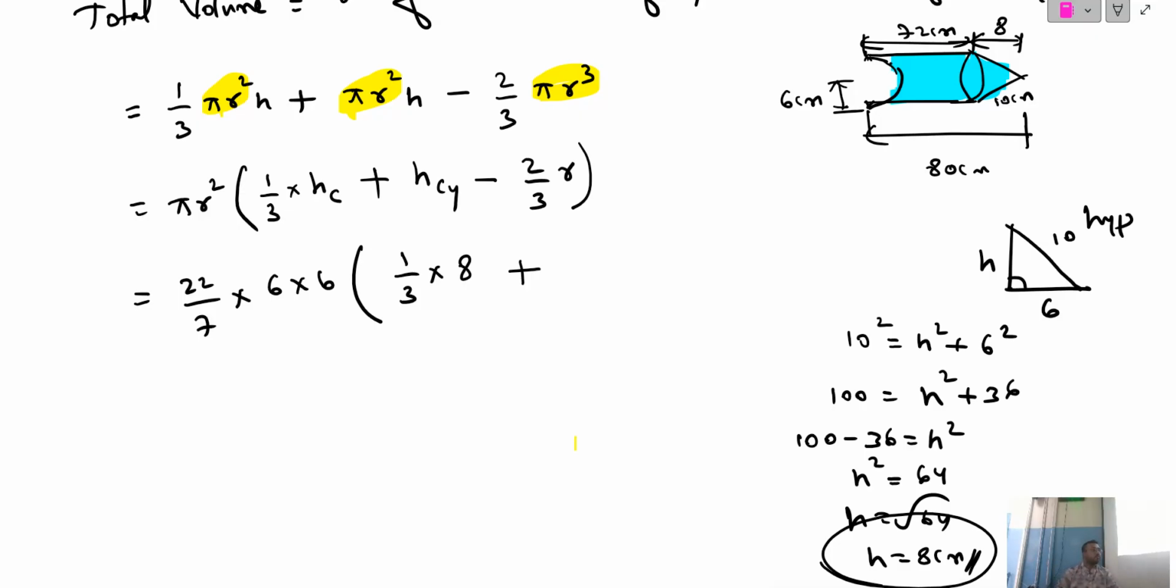Enough. Height of cylinder is how much? 72. Just now we got to know, no? The height of cone is 8. Since height of cone is 8 centimeters, the height of cylinder is 72 centimeters.